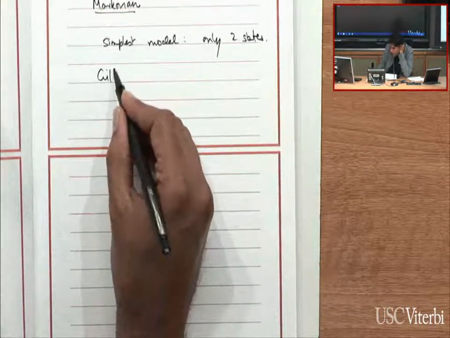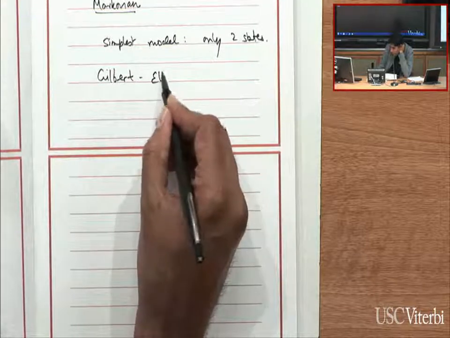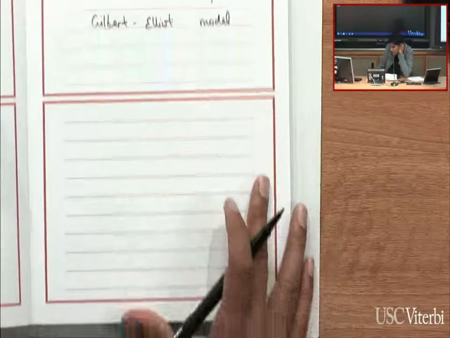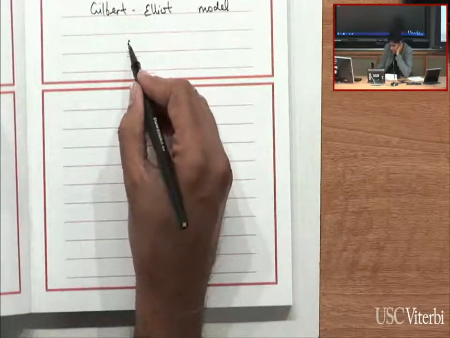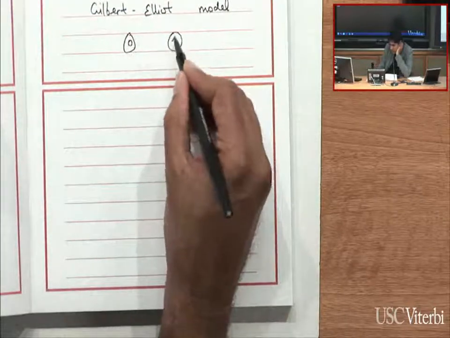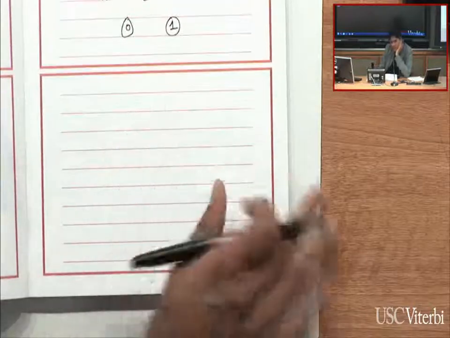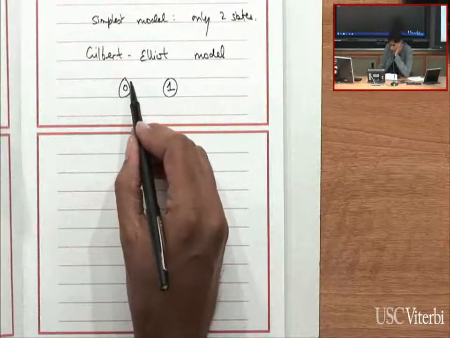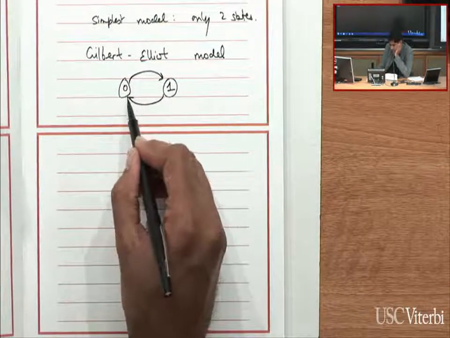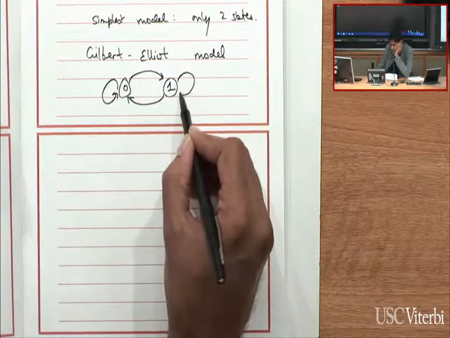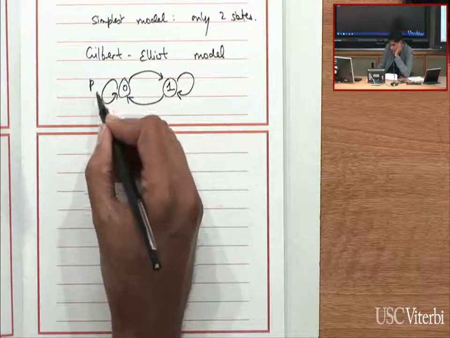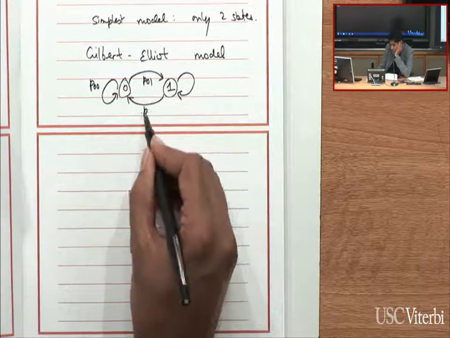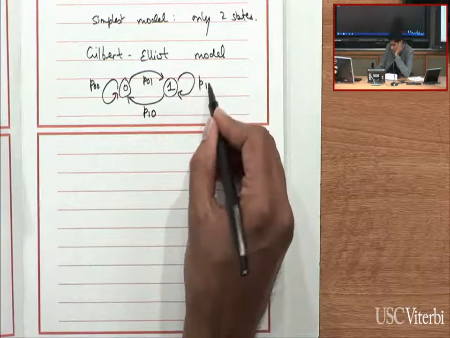Sometimes it goes by the name of a Gilbert-Elliott model. And in this model, there's basically two possible values that the channel can have. It's either 0 or it's 1. And the Markov chain has all of these possible transitions between the states, which are defined by corresponding probabilities. So P00, P01, P10, P11.